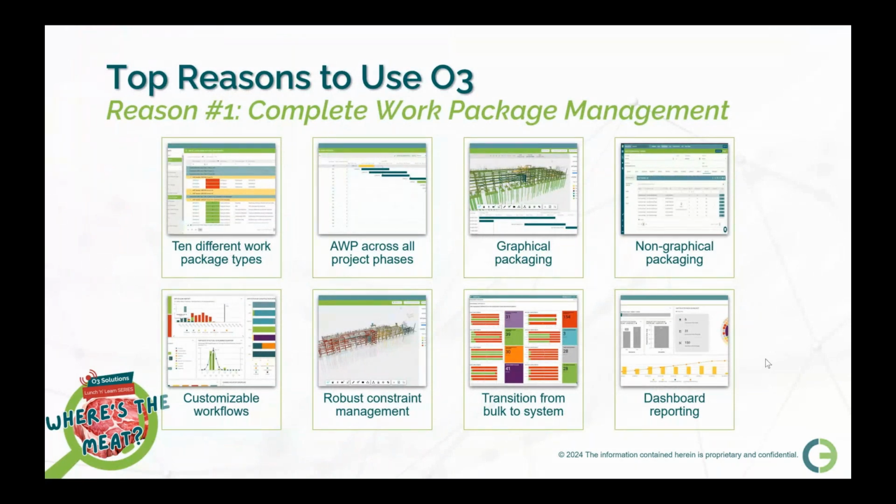Why should we be using O3? First reason, and this should be considered table stakes. When you're talking about workplace planning and advanced work packaging, you need a complete work package management tool. So the first part of this is you need something that can manage everything through the life cycle of a project. We can cover 10 different work package types, all of those acronyms that you've heard, the EWPs, CWPs, PWPs, IWPs, VWPs, that whole alphabet soup. We can cover all of those directly out of the box.